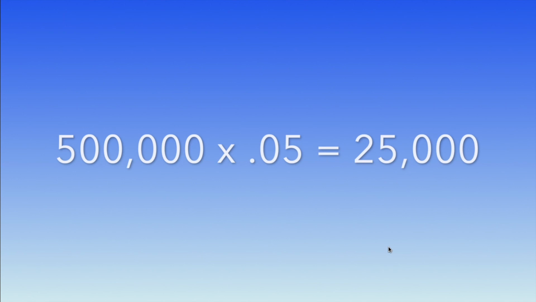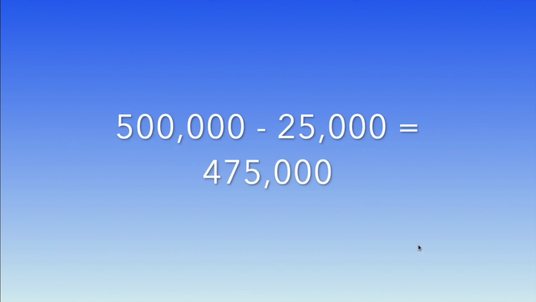So first you're going to calculate 5% of $500,000. That's going to be $25,000. And then because it said it sold for 5% below the listing price, you're going to take that $500,000 and subtract $25,000, because that is 5% below, and you're left with $475,000. That's how much the home actually sold for.